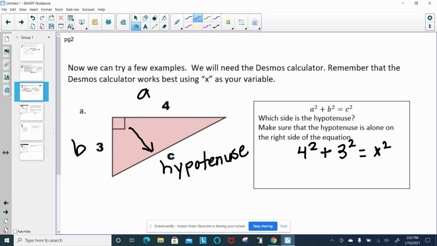And if you go back to our picture, that's this value. And notice that the 5 is bigger than the 4 and the 3, which makes sense because the hypotenuse should be the longest side. So our answer makes good common sense.